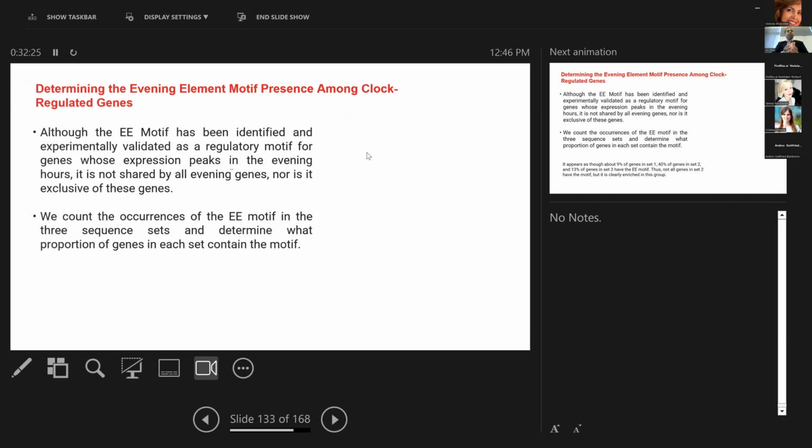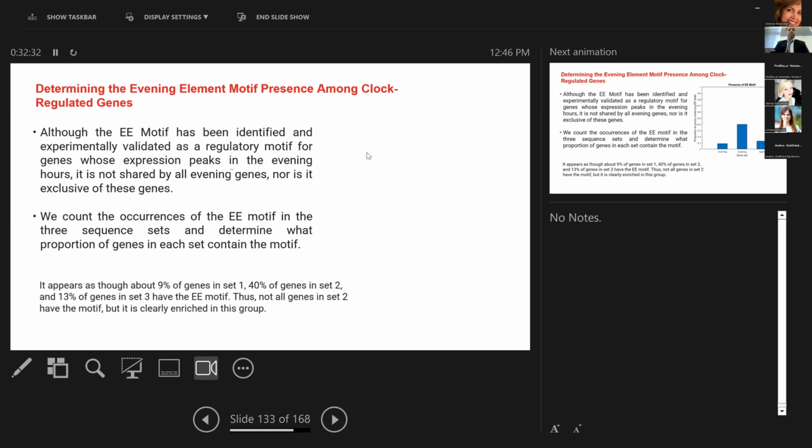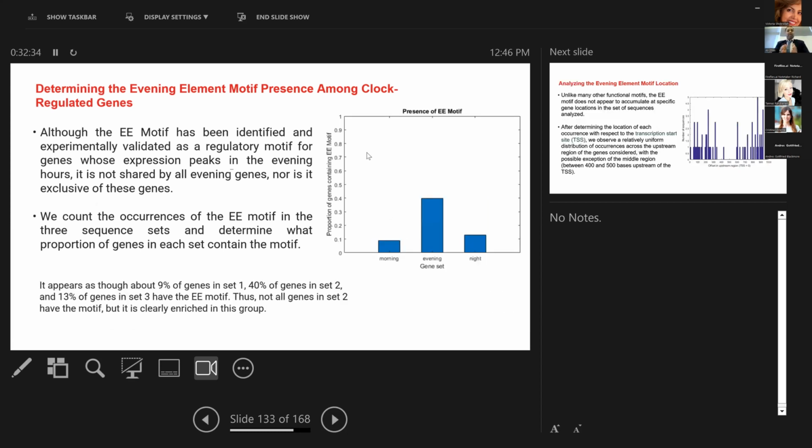Now, you can determine the presence of this evening motif among clock-regulated genes. Although we identified this motif, with expression peaking in the evening, it is not shared by all evening genes, okay? Nor is it exclusive to these genes.